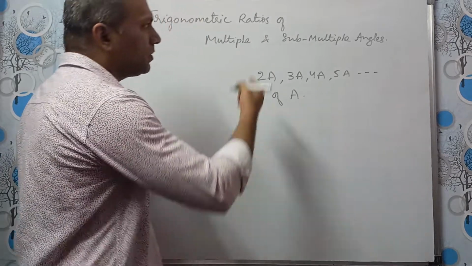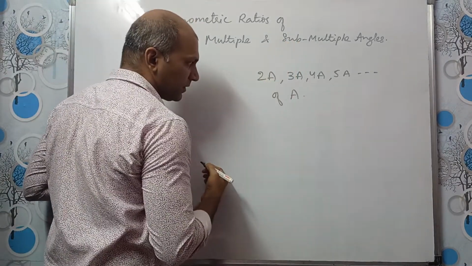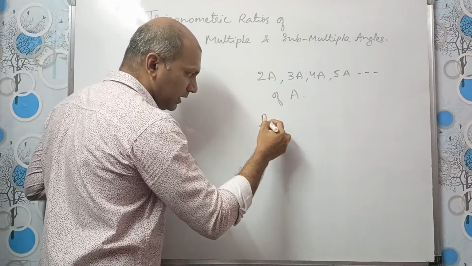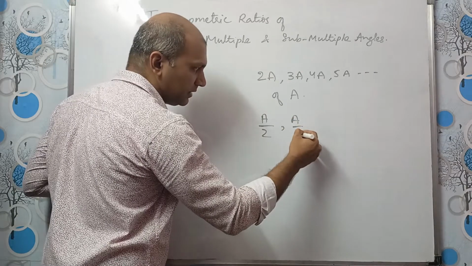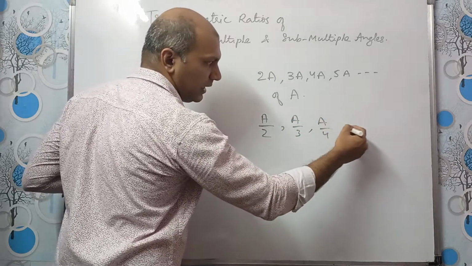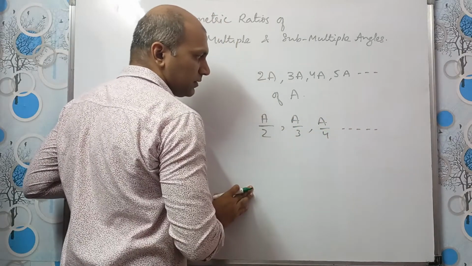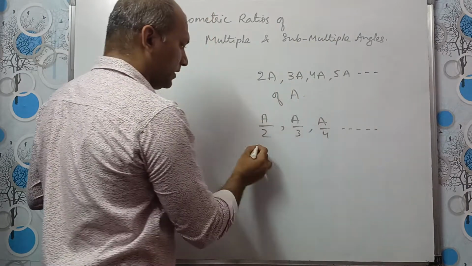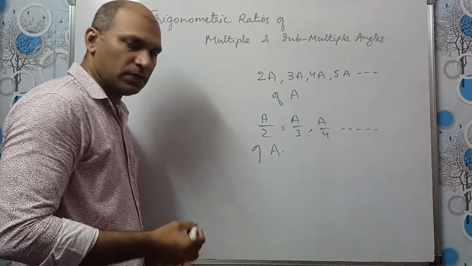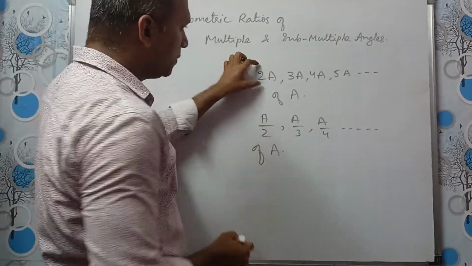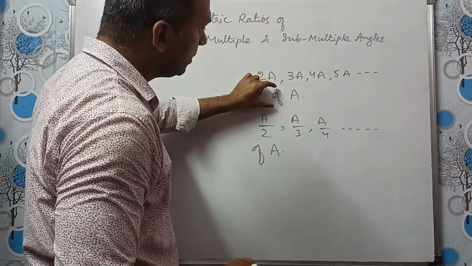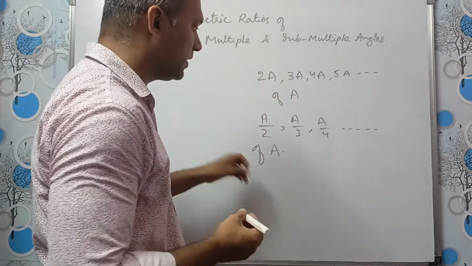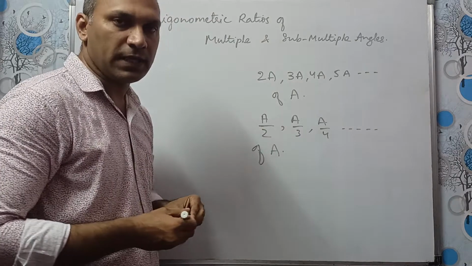Okay. Now, what are submultiple angles? The fractions of A, like A by 2, A by 3, A by 4 and so on. These angles are called submultiple angles of A. Okay. 2A, 3A, 4A, 5A and so on are called multiple angles of A, and A by 2, A by 3, A by 4 and so on are called submultiple angles of A.